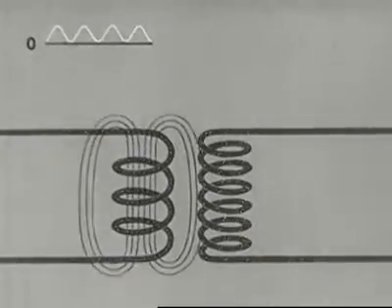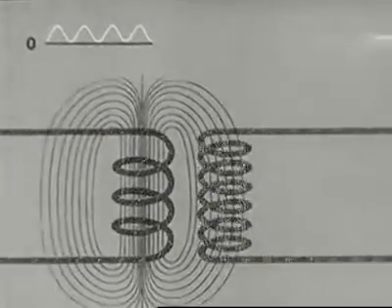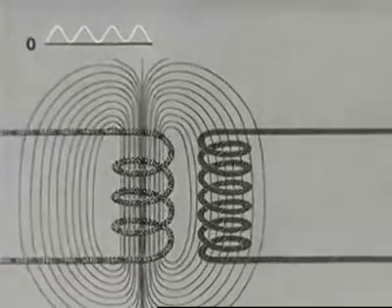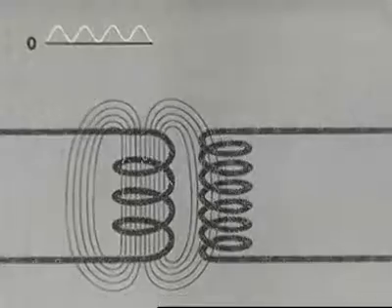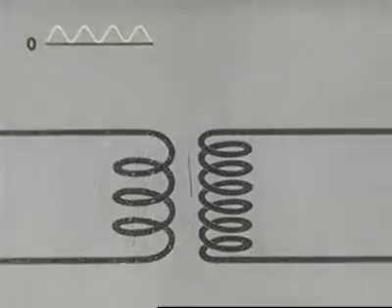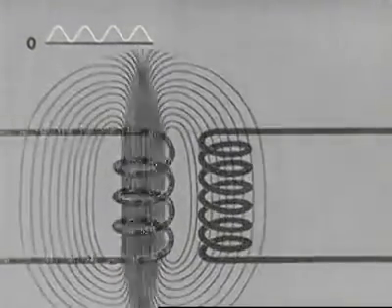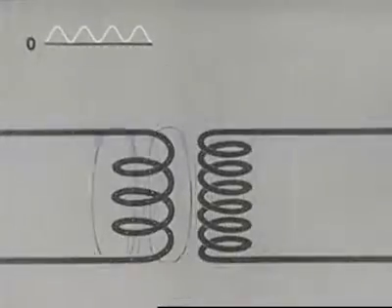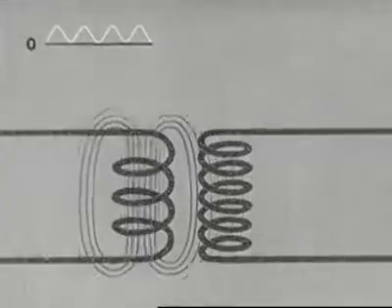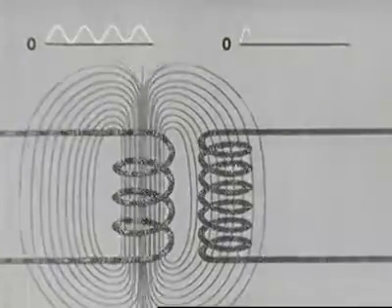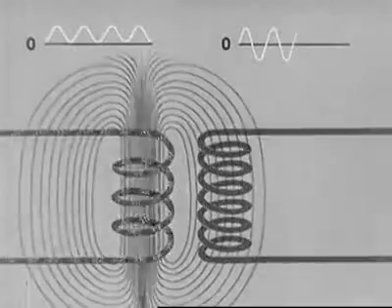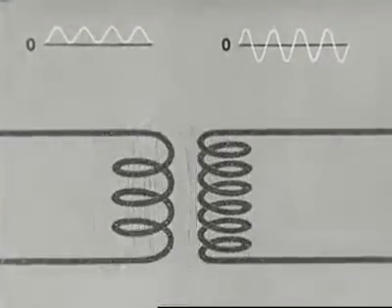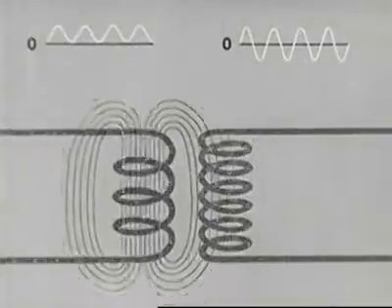When the magnetic field builds up, the secondary current flows in one direction. When the magnetic field collapses, the secondary current flows in the opposite direction. A current which flows in one direction and then reverses to flow in the other direction is called an alternating current. At the top, we now trace out a curve to represent the alternating current in the secondary. When the curve crosses the zero line, it shows that the current is changing direction.